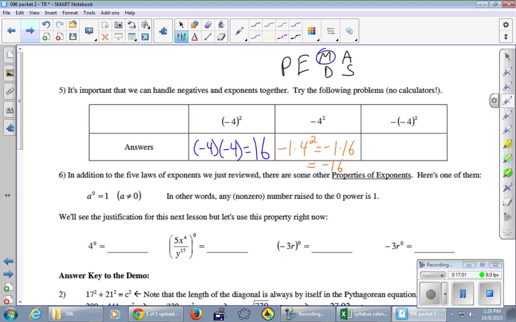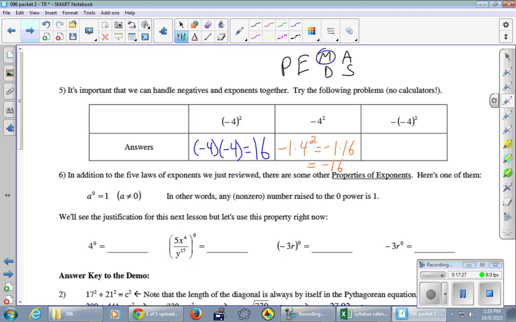Do not give exponents more reach than they have. Exponents are weak. They only affect what they are explicitly touching. In this case, that exponent is only touching the 4. It is not strong enough to reach the negative. How come in the first example, the exponent reached the negative? Because of the parentheses, right? In order to give the exponent some artificial power, you've got to give parentheses. That's the only way they can get stronger.